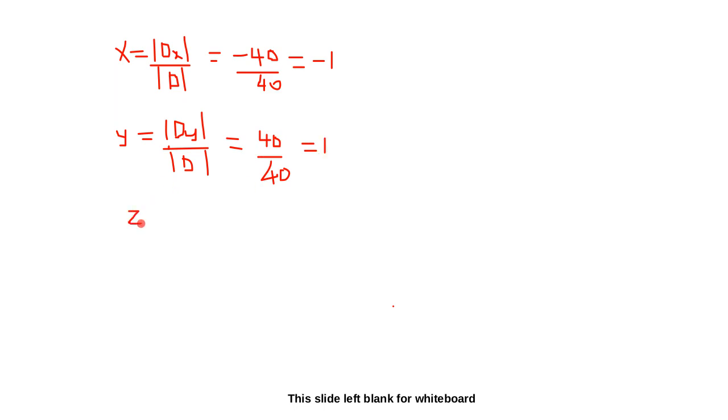Then lastly, z. This will be given by dz divided by d. So this will be negative 80 over 40. Therefore, z will be minus 2. So that is how we can use the Cramer's rule to solve an equation. So we use the same concept whether it is a 2 by 2 matrix or even a 3 by 3 matrix.